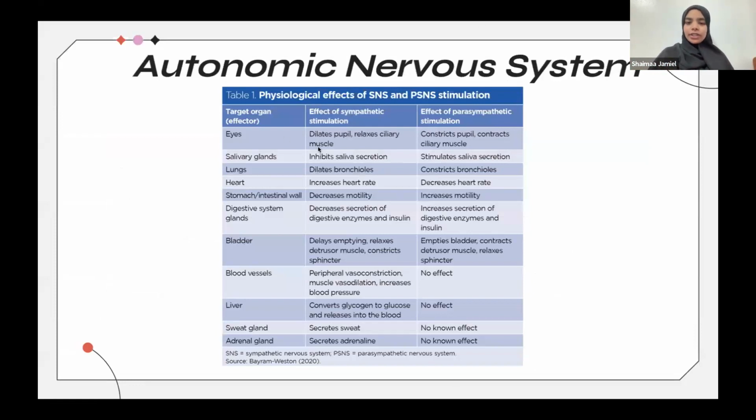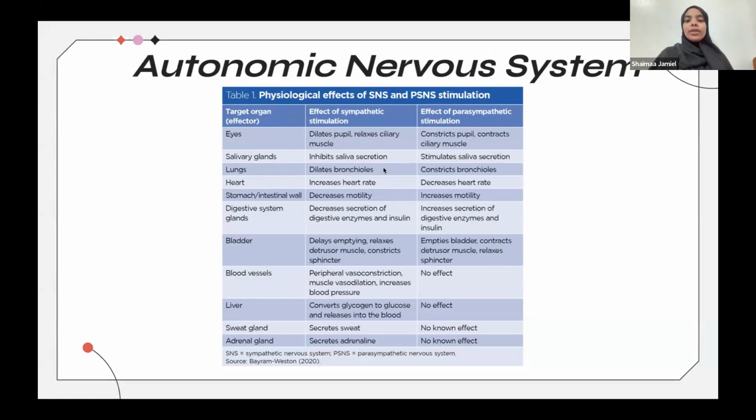So these are the physiologic effects, and they are so easy to remember if you just sit and think about it. For example, the eyes: if you're in a scary situation, your pupils would want to dilate to bring in more light so that you can see better, right? So it dilates pupils and relaxes ciliary muscles. Salivary glands: you don't need to eat anything right now, so it's fight or flight, so it inhibits saliva secretion, whereas in parasympathetic it's rest and digest. Now I'm going to be eating and relaxing, so it stimulates saliva secretion.